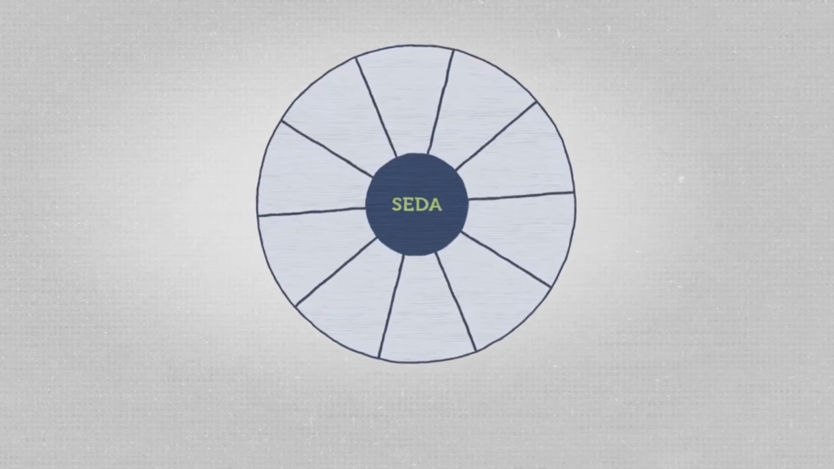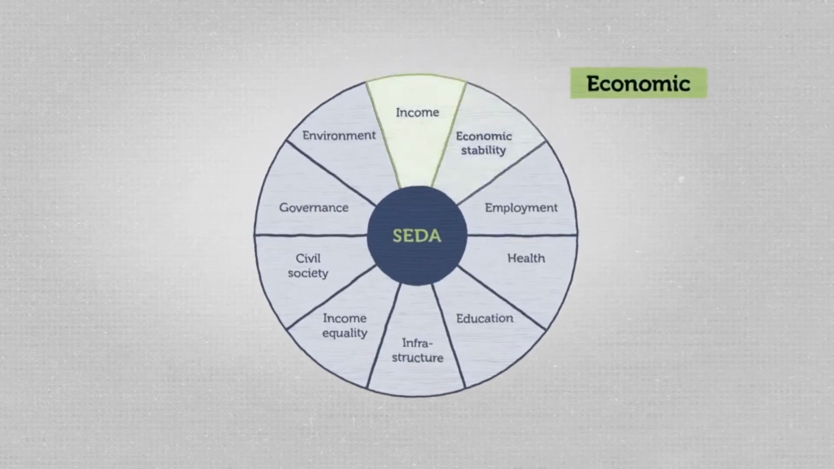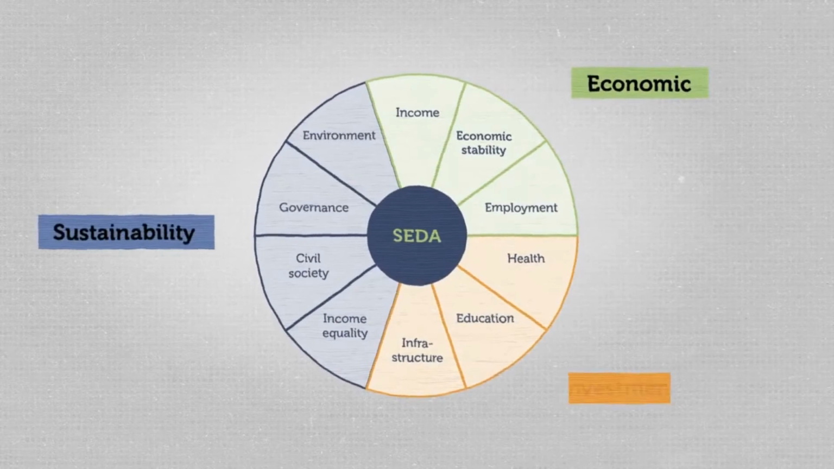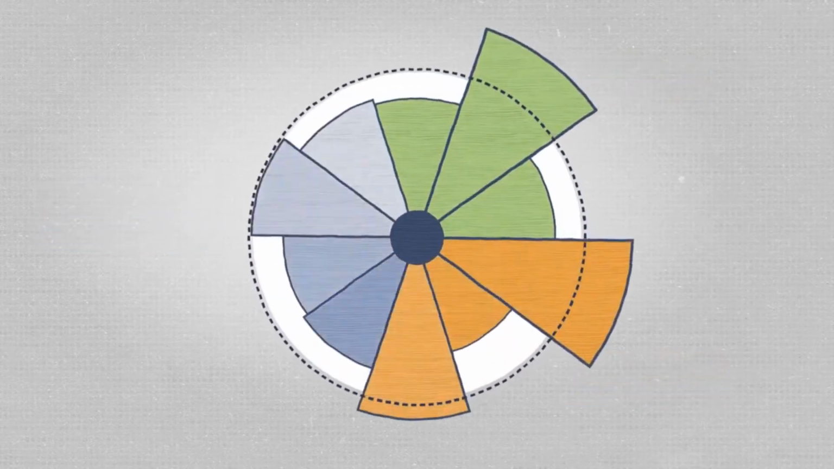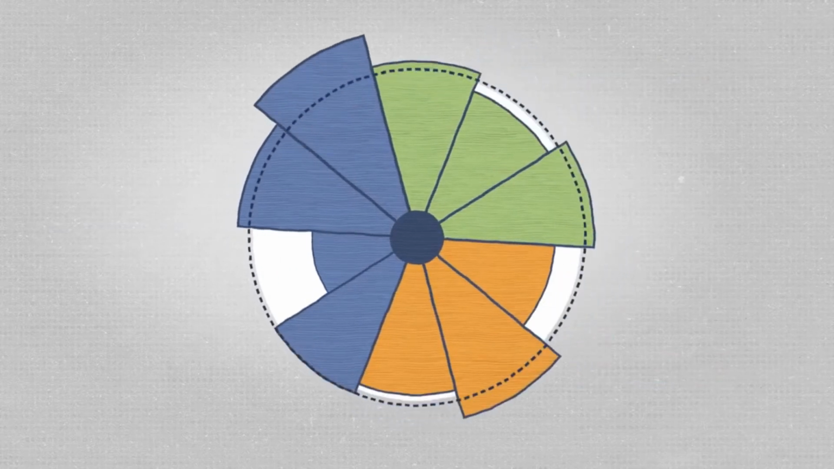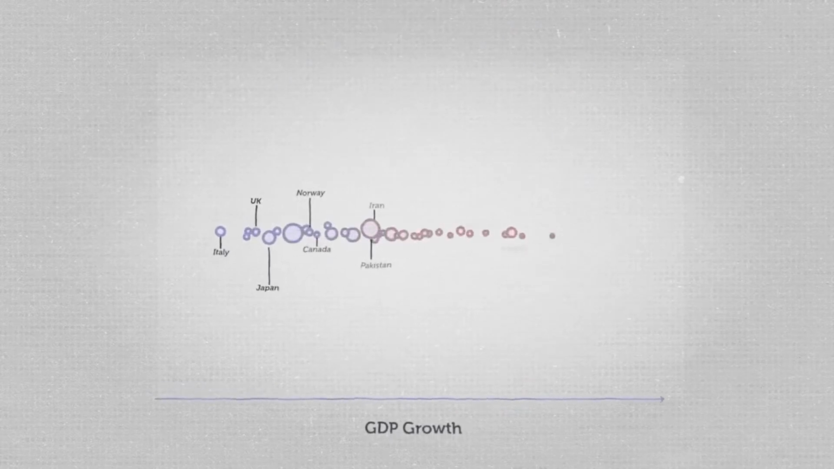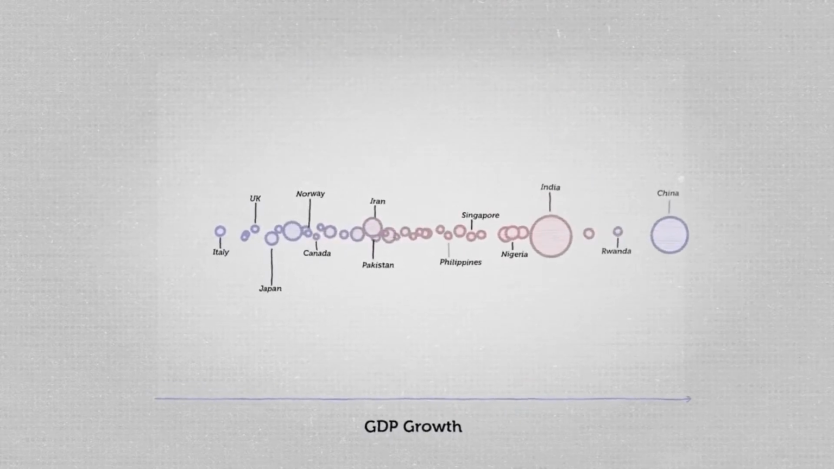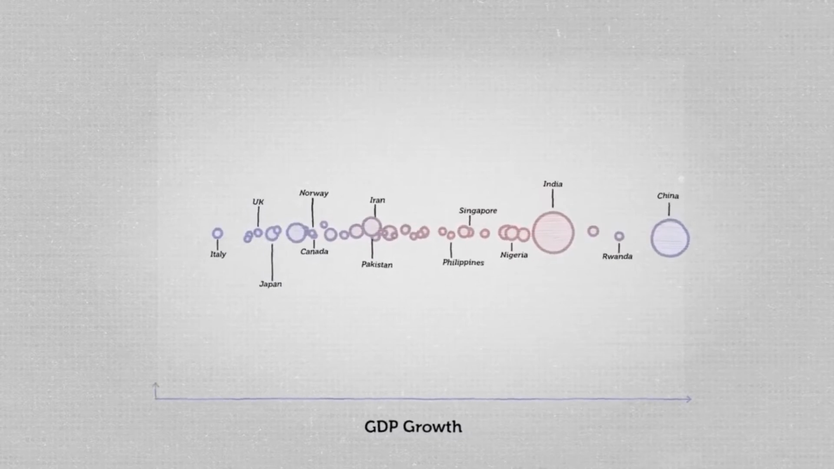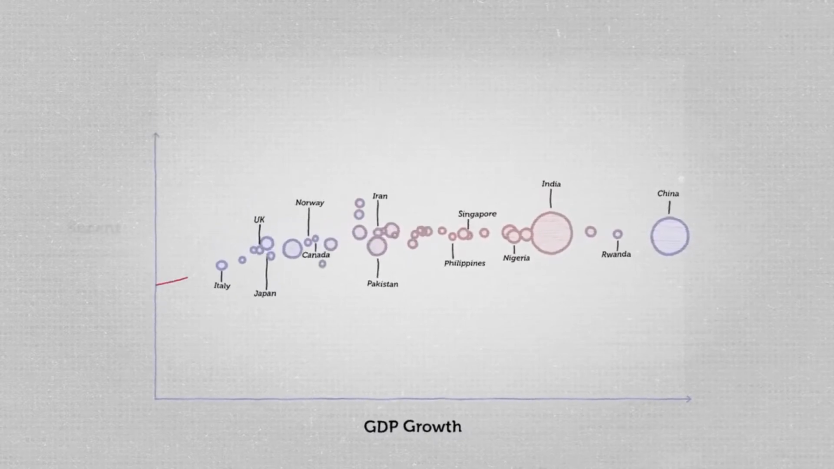Using 10 dimensions, it measures not only a country's economic performance, but its social and environmental sustainability, as well as the outcome of its long-term investments. Rather than giving a simple ranking, SEDA shows where countries are doing well and where more work is needed. And using it alongside GDP reveals how effectively a country converts economic growth into improvements in overall well-being.